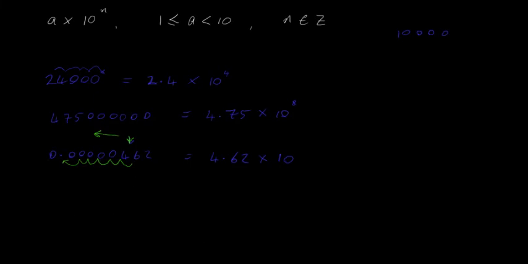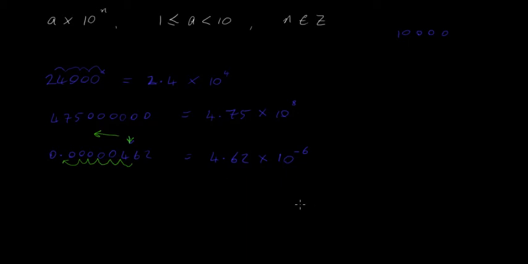Now when you're moving it to the left, what you're doing is multiplying by 10 to the power of minus 6 in this case. So when you're moving the decimal point back to the left again, you multiply by 10 to the power of a negative number. And when you're moving it from here to the right, you multiply by 10 to the power of a positive number.